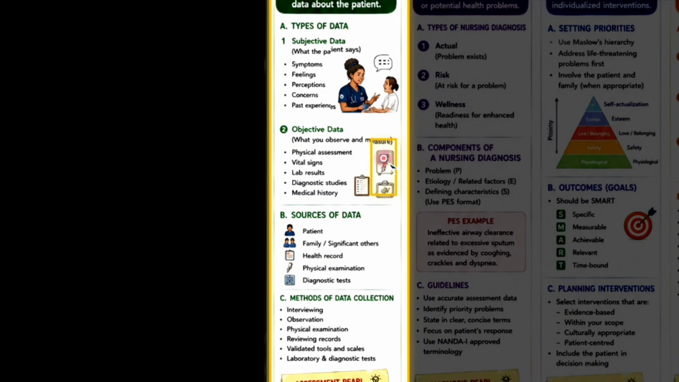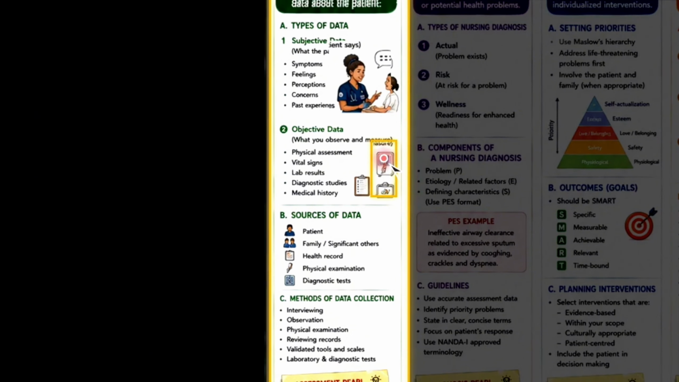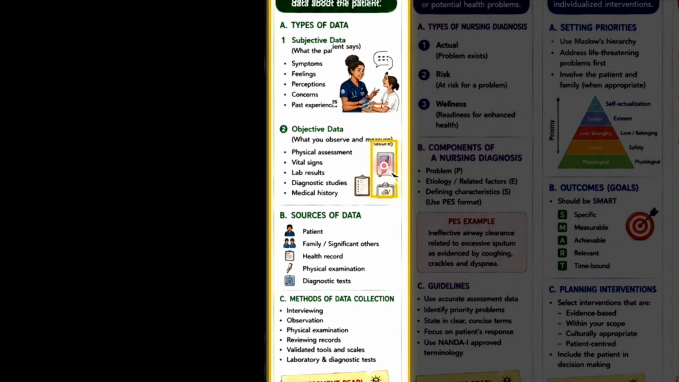Next, we gather objective data, known as overt data. Objective data consists of observable, measurable, and quantifiable clinical parameters. This includes direct physical assessment findings like lung sound auscultation, vital signs such as blood pressure and heart rate, laboratory results like blood gas analysis or serum electrolytes, diagnostic imaging studies, and documented medical history.